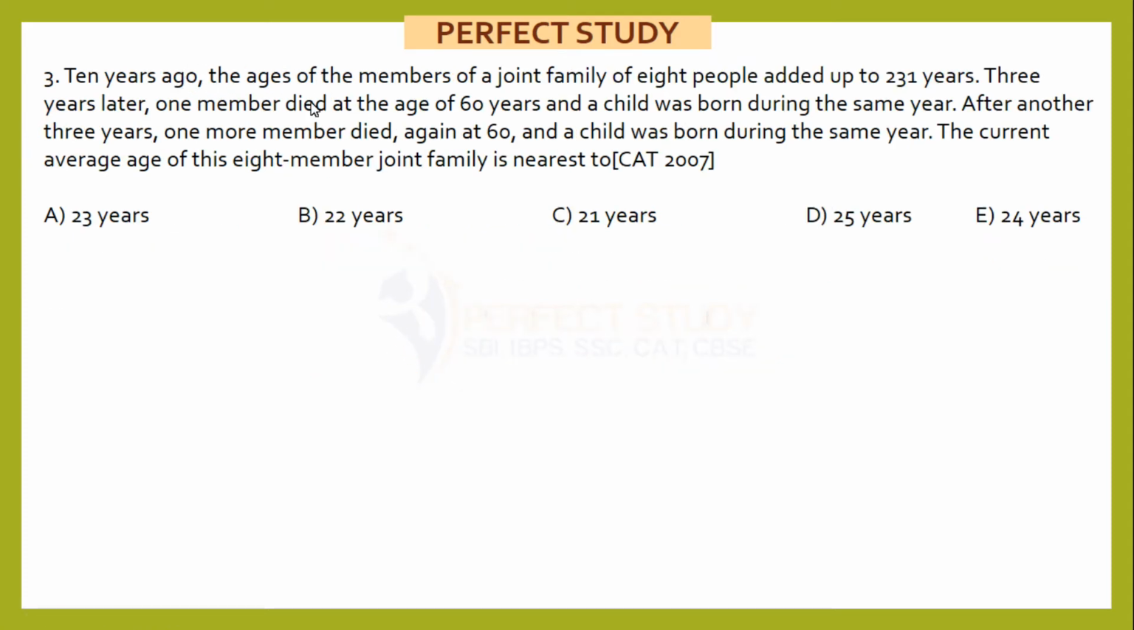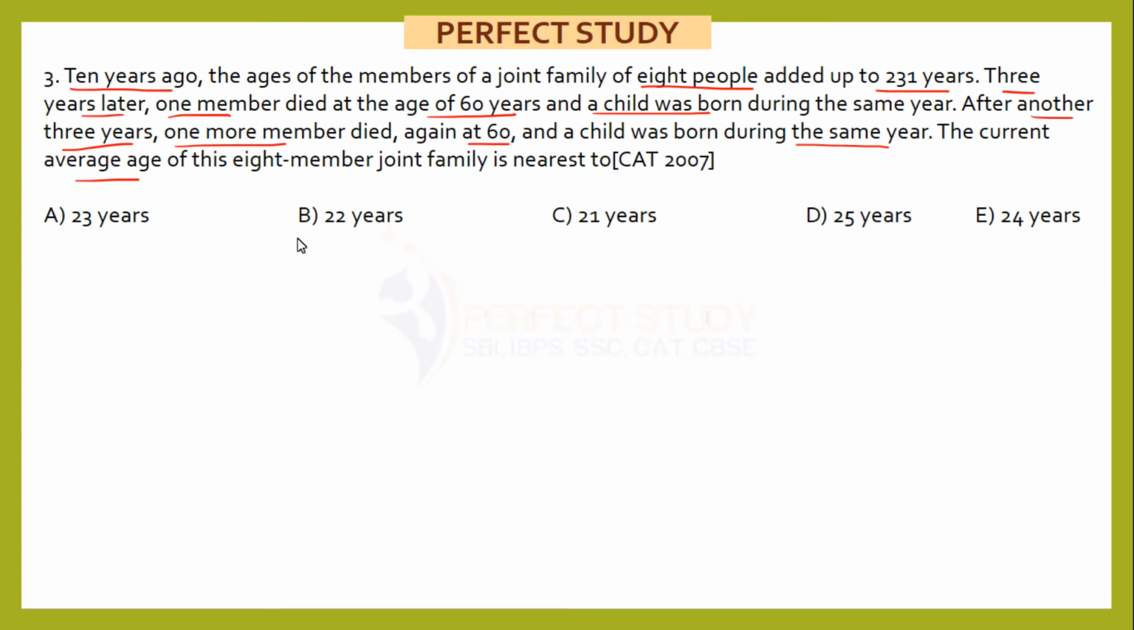10 years ago, the ages of the members of a joint family of 8 people added up to 231 years. 3 years later, one member died at the age of 60 years and a child was born during the same year. After another 3 years, one more member died again at 60 and a child was born during the same year. The current average age of this 8-member joint family is nearest to what?